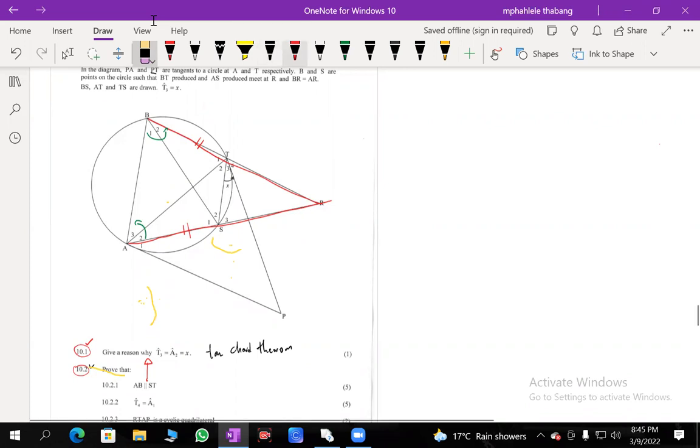I also see it. Angle S3 equals B1 plus B2. What is the reason?